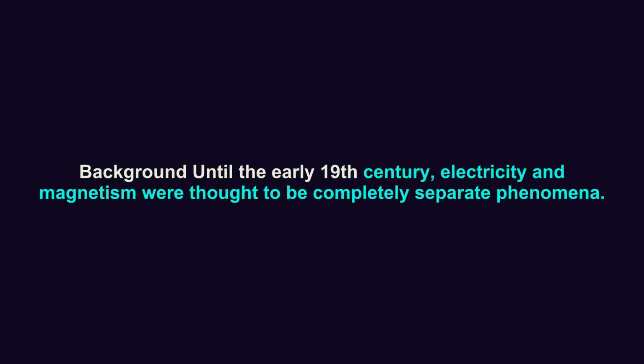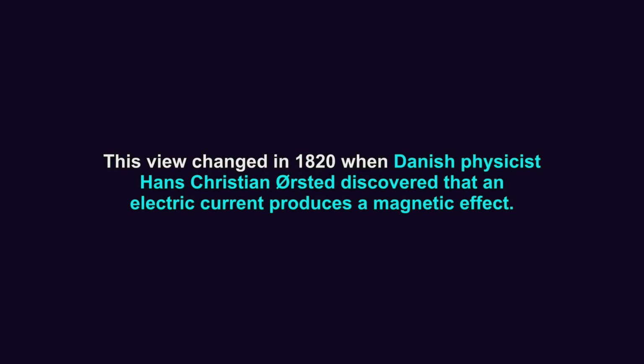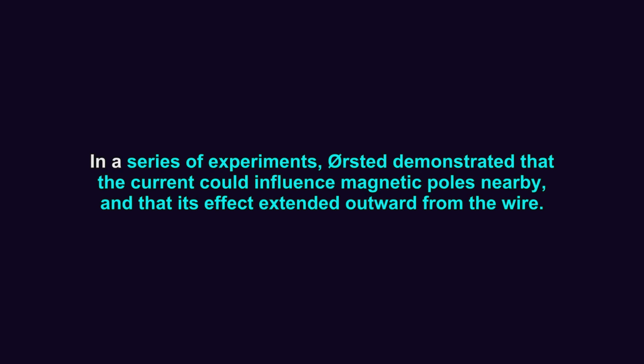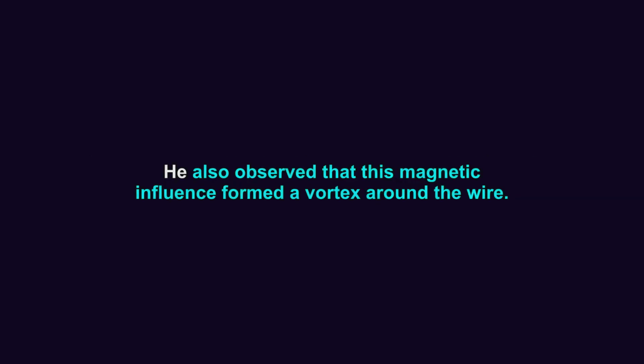Background: until the early 19th century, electricity and magnetism were thought to be completely separate phenomena. This view changed in 1820 when Danish physicist Hans Christian Ørsted discovered that an electric current produces a magnetic effect. He observed that a compass needle placed near a current-carrying wire deflected, so that it aligned perpendicular to the wire. In a series of experiments, Ørsted demonstrated that the current could influence magnetic poles nearby and that its effect extended outward from the wire. He also observed that this magnetic influence formed a vortex around the wire.